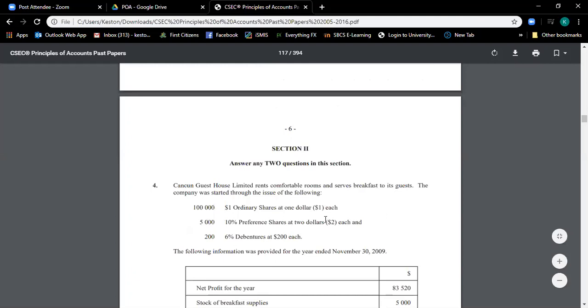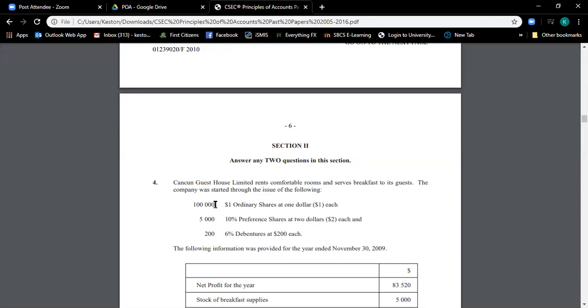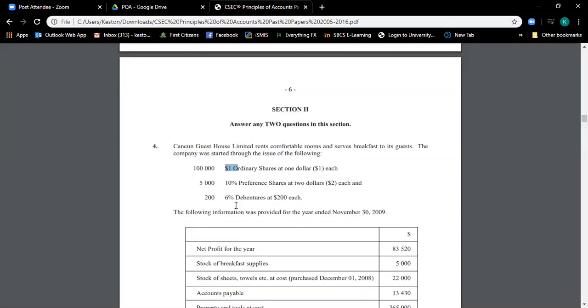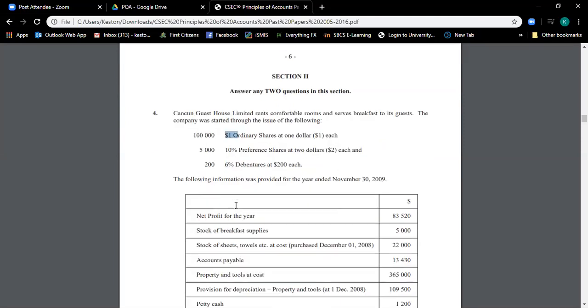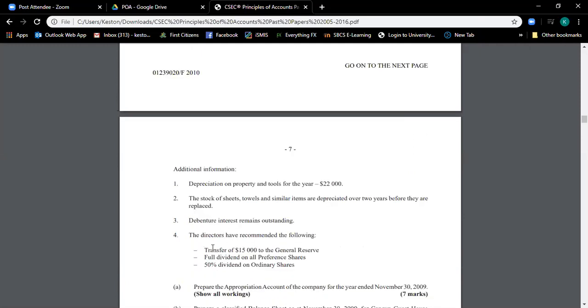we're looking at the total value of preference shares. There's 5,000 of them and they're each worth $2. So it's a total of $10,000 and the payment is 10% of that, which is 1,000. The total value of our ordinary shares is 100,000 shares at $1 each, which is 100,000. And the directors are proposing to pay 50% of that, which would work out to be $50,000. Yeah? So these were the things that they propose.